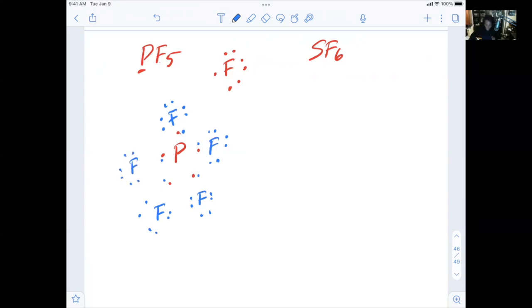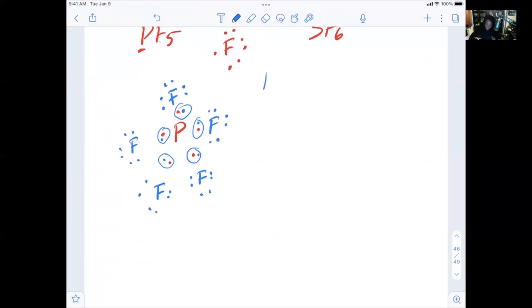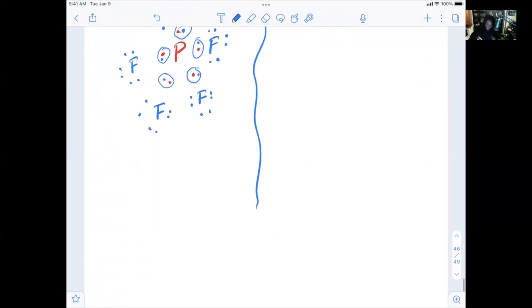Okay, so the multicolored electrons, these are shared electrons. These are the bonds. So if I was to draw this out, I'll just make this P, with five F's around it, each with 6 dots. And this is PF5.